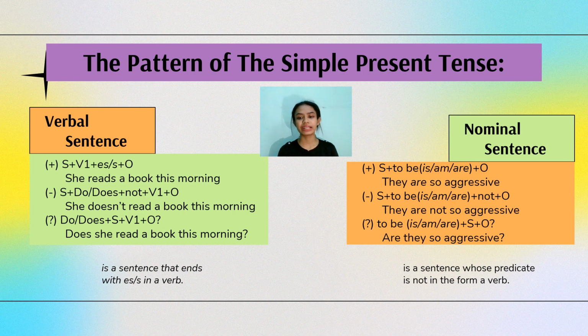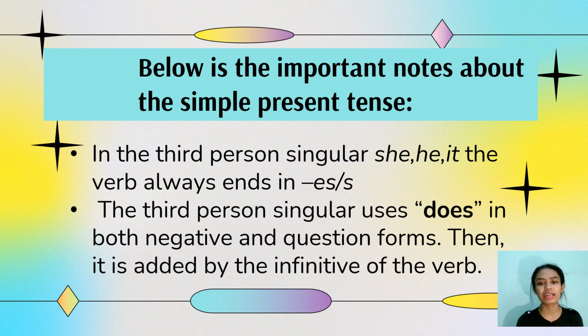For example, they are so aggressive. They are not so aggressive. Are they so aggressive? Next, below are the important notes about the simple present tense. First, in the third person singular, she, he, it, the verb always ends in es or s. Second, the third person singular uses does in both negative and question forms, and then it is followed by the infinitive of the verb.